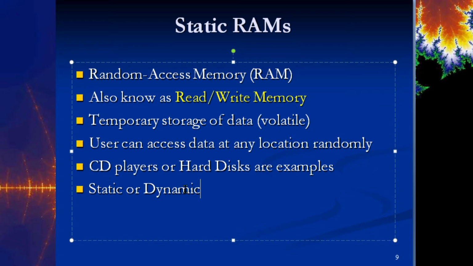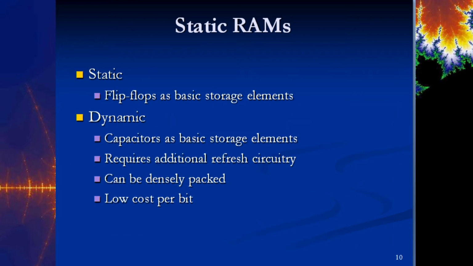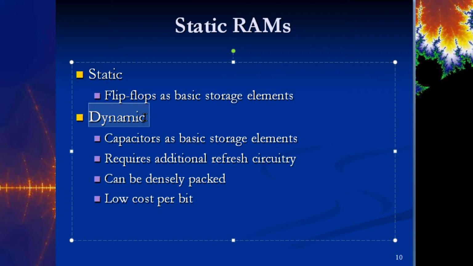So CD players or hard disks are examples, and you can have either static or dynamic, and we'll show what the difference is between static and dynamic. Okay, so static RAM uses flip-flops as the basic storage elements, whereas dynamic uses capacitors as the basic storage elements. Now, if you do have dynamic storage, because the capacitor has an exponential growth and decay for its charge and discharge, you have to add some additional refresh circuitry if you're going to have dynamic RAM. Okay, but it can be densely packed, and it's very, very low cost per bit. All right, so those are two advantages.